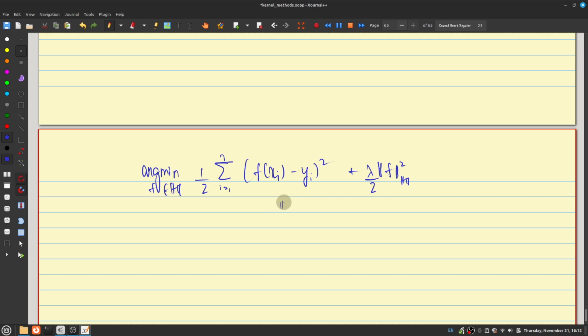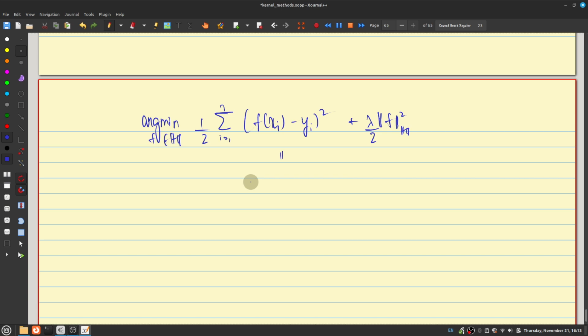What does the representer theorem tell us? What is f of xi? So in fact, let's take another step back. Since f comes from a reproducing kernel Hilbert space, what is f of xi by definition of the RKHS? Correct. It's basically an inner product between f and a kernel, right?